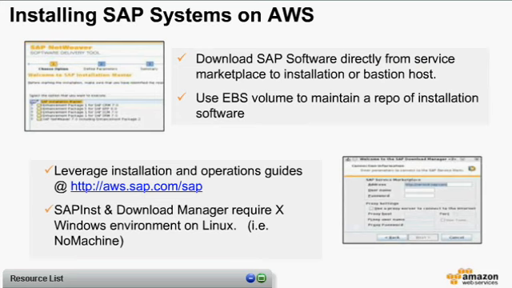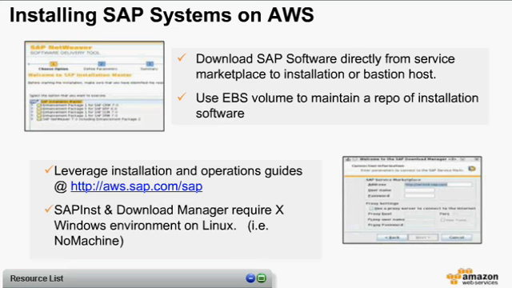I mentioned downloading the SAP software directly from Service Marketplace. One thing we do see customers do is they'll maintain an EBS volume that is just a repo of the software they've downloaded. And then when they do a new SAP system implementation, they can actually just create a copy of this or mount this EBS volume to this new instance and reuse that download, so you don't have to download software everywhere.